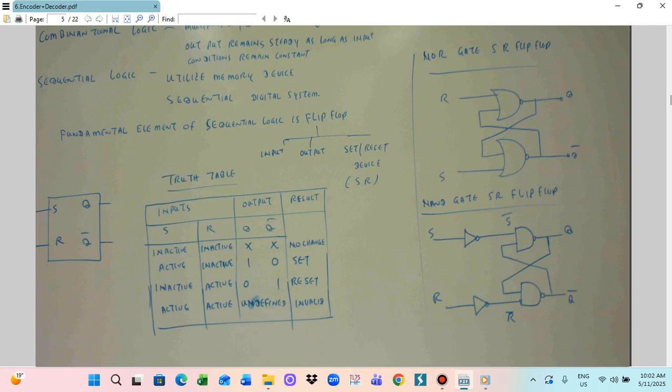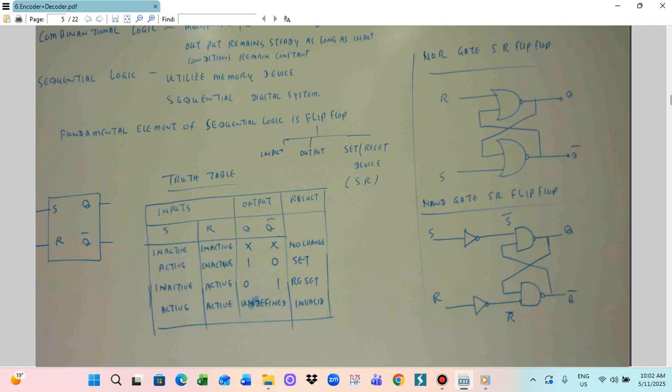So SR flip-flops are the index of process control system. We utilize the flip-flop to make the counting, or especially the counter or the timer. So those things we use for the flip-flop system in the process control system, so that we can construct the flip-flop by using the NOR gate or the NAND gate.